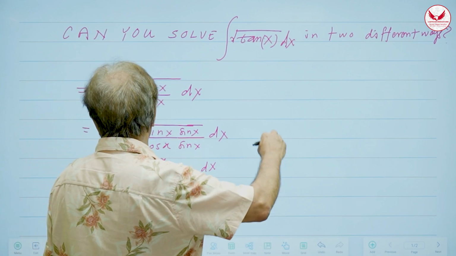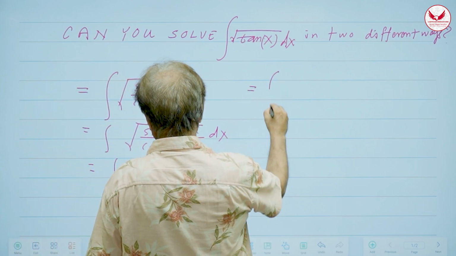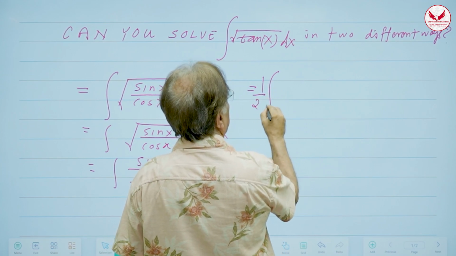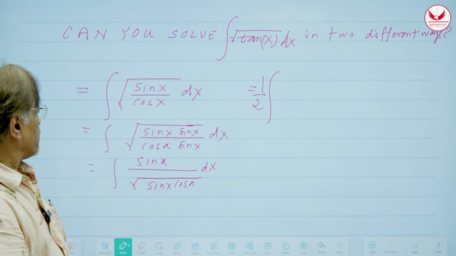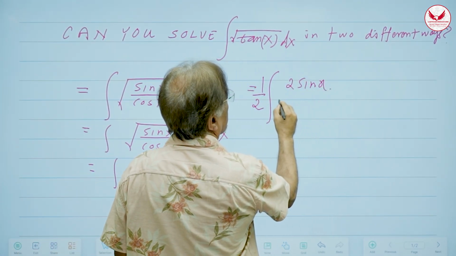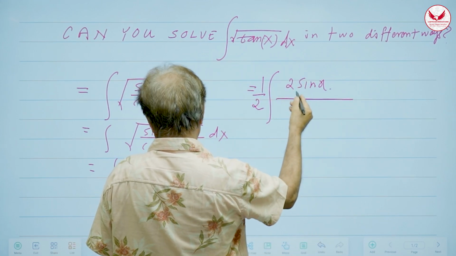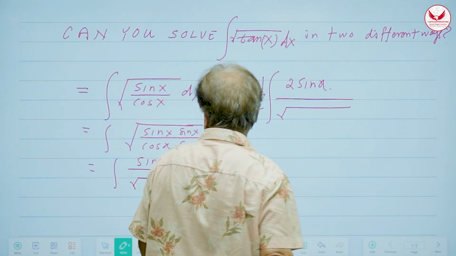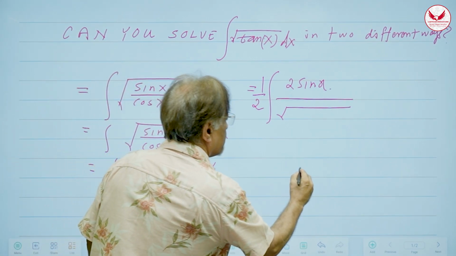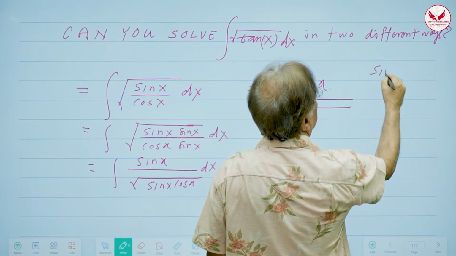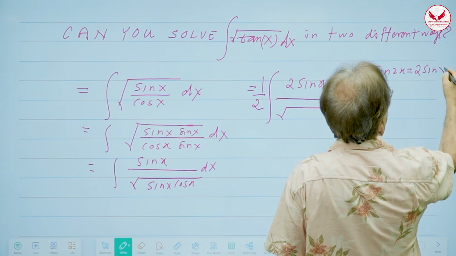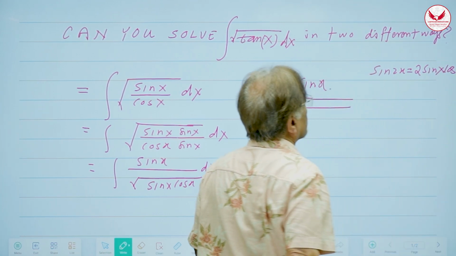Now I am going to do something very interesting. Let us see. I will write here half. Now if I am writing half, I am changing the value, so I am going to write here 2 sin x. So I am multiplying and dividing by 2, right? Essentially, I am not making any changes. And if you recall, in trigonometry, there is a formula. That formula is like this: sin 2x is equal to 2 sin x cos x. This is a very famous formula from trigonometry.